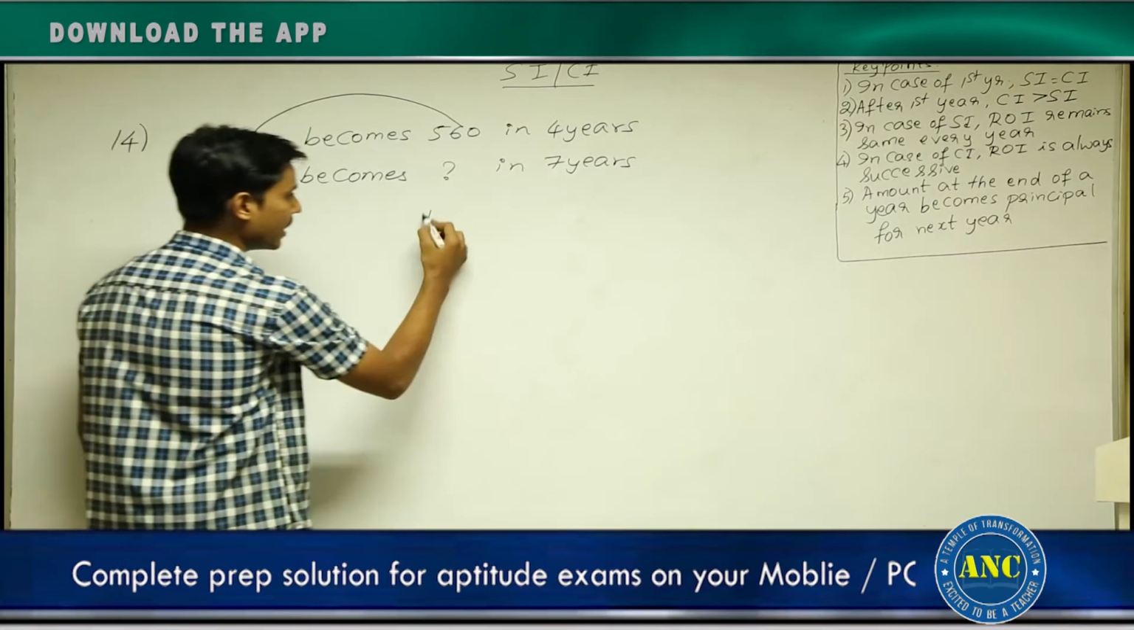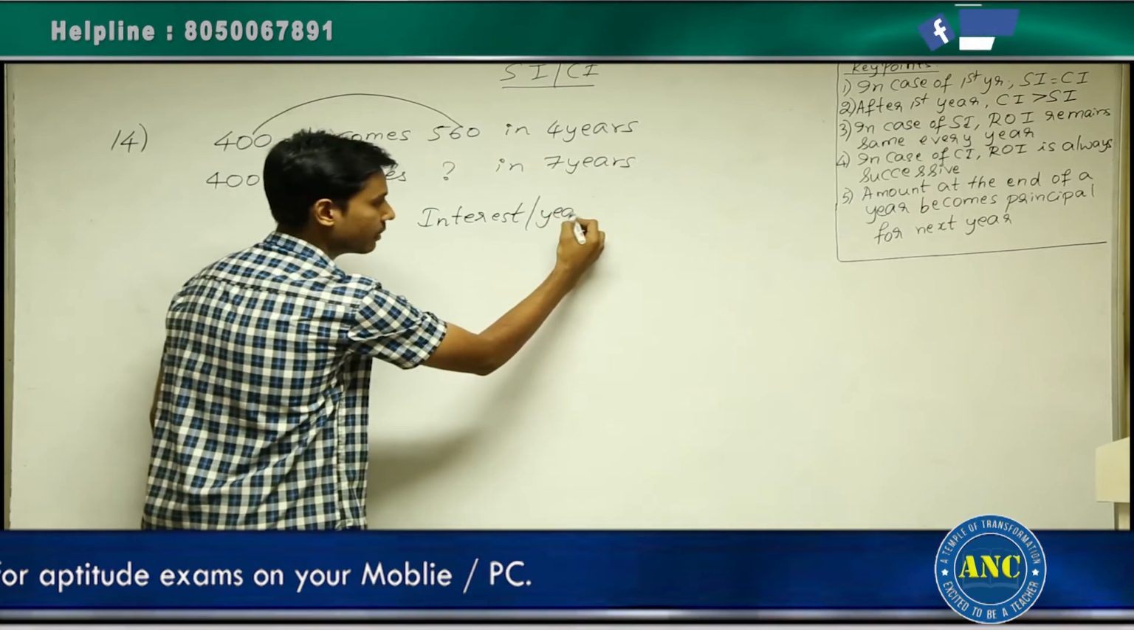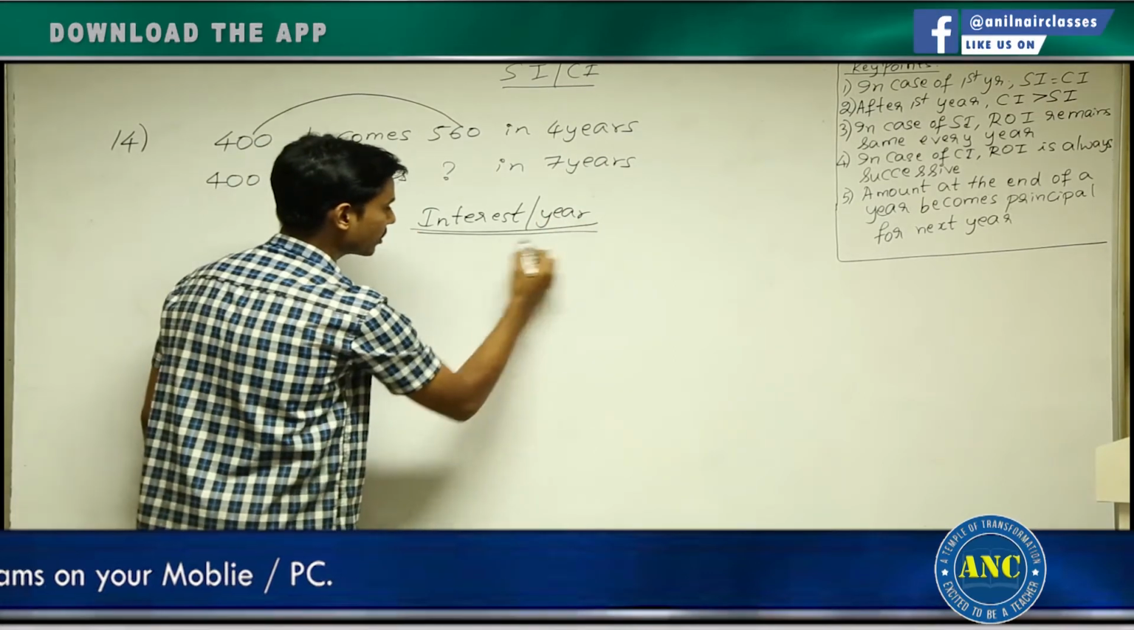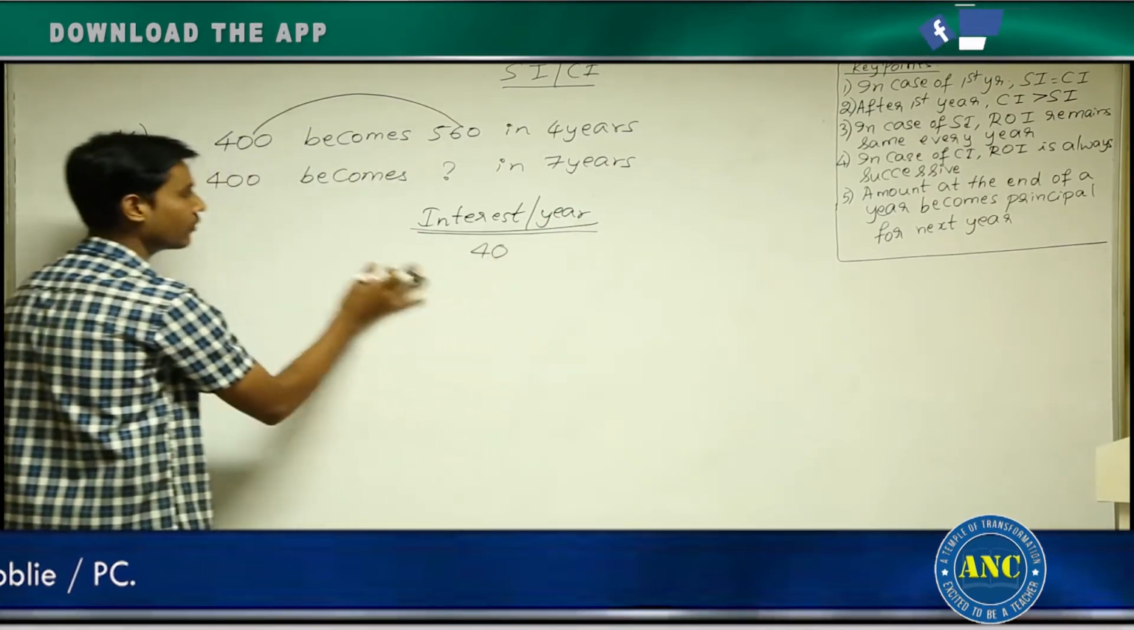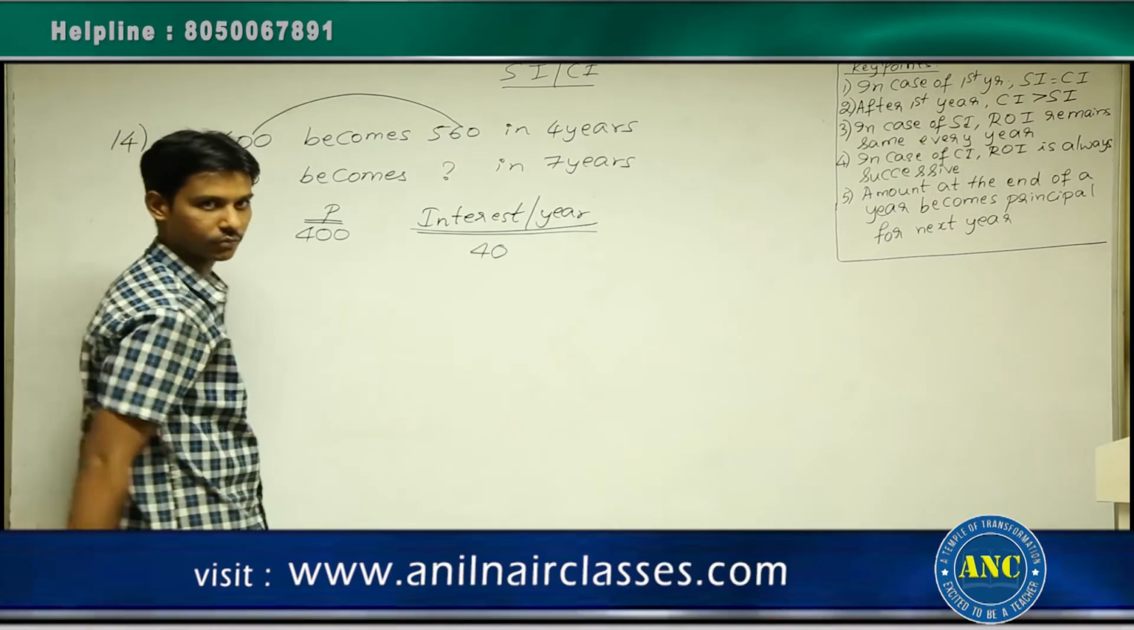That means interest per year. Every year I am giving you an extra amount, and extra is nothing but interest. Every year I am giving you an extra 40 rupees. When is this 40? When the principal is taken as 400 rupees.